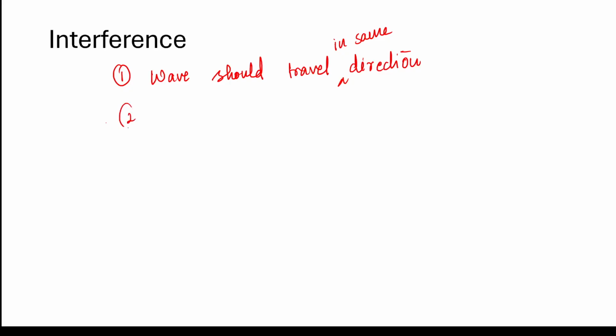Second, the waves should be coherent. If the waves are not coherent, we cannot observe interference. It is very difficult to get coherent sources, especially for light waves. That is why it is very difficult to observe interference. Now, this is a condition. What is interference then?